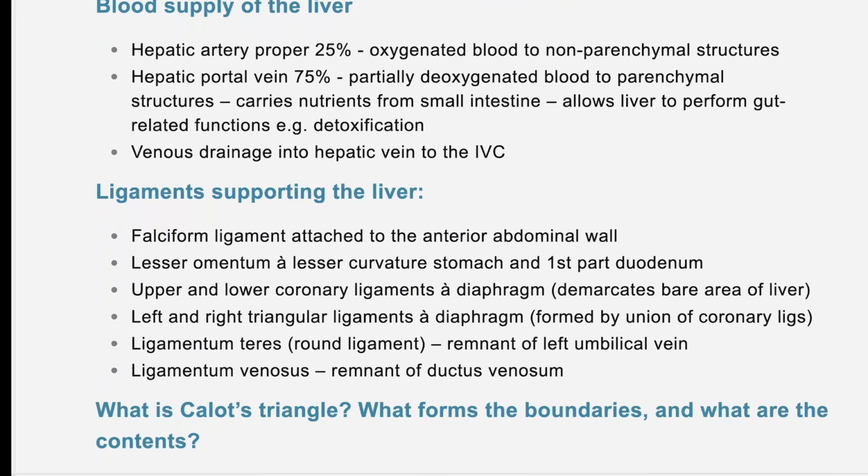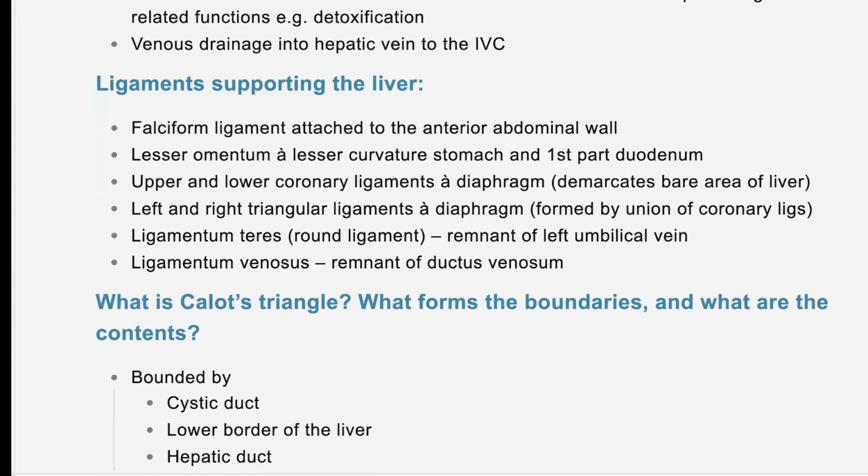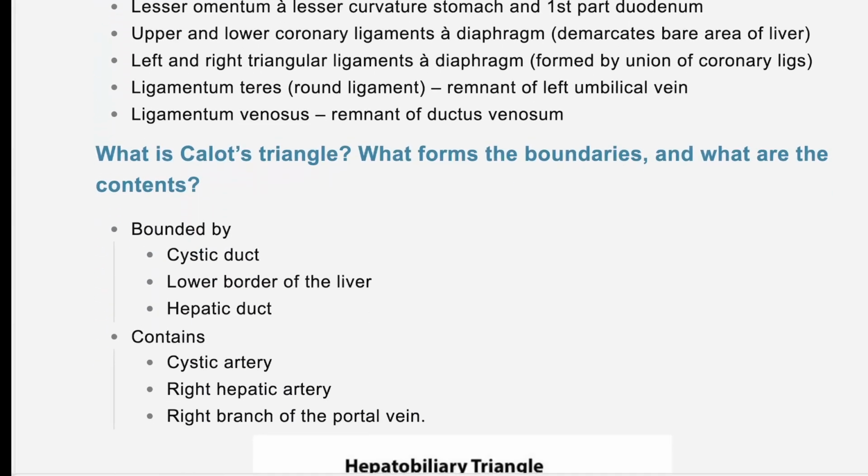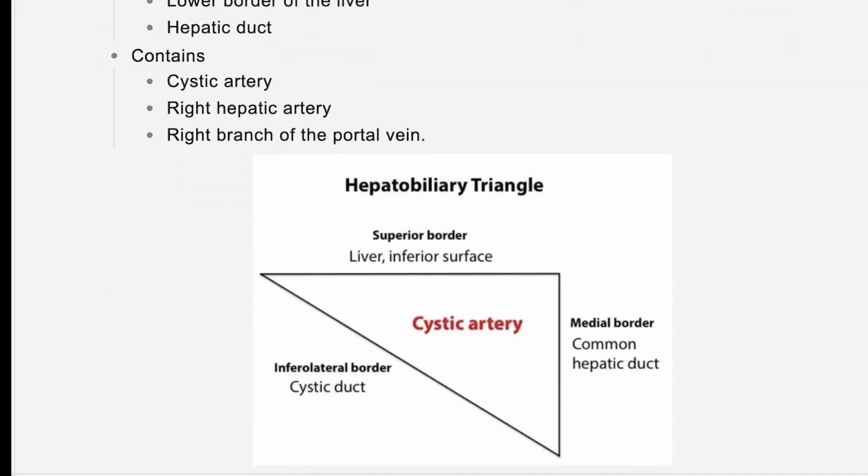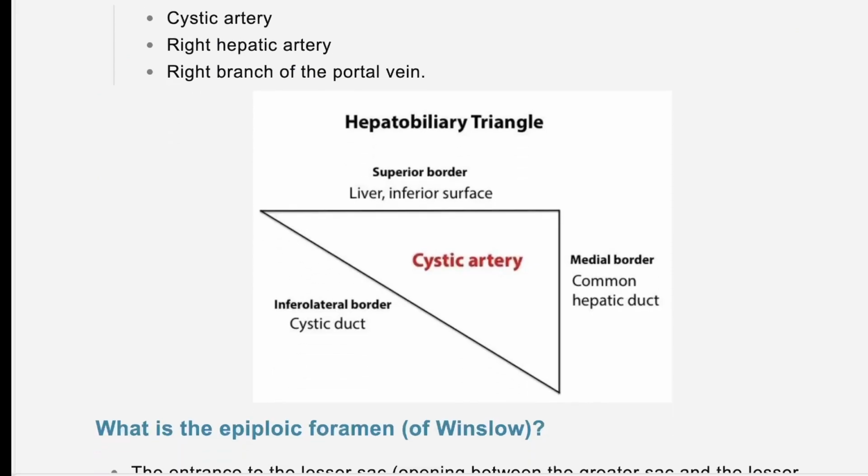Calot's triangle is a triangle that's bounded by the cystic duct and also the common hepatic duct and the inferior border of the liver. It contains the cystic artery and part of the hepatic artery as well. It's very important clinically to identify this triangle while doing cholecystectomy to avoid injury of the cystic artery and the hepatic artery as well. I didn't mention the right branch of the portal vein as well. And these are the boundaries: cystic duct, hepatic duct, and finally the inferior border of the liver.